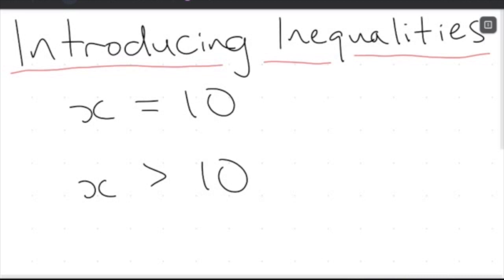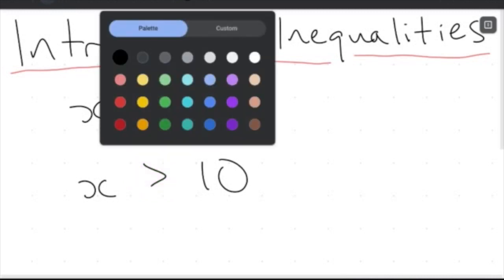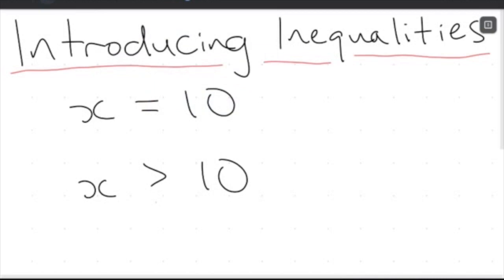Now, I've written two things up here on the left, x equals 10 and x, and this symbol here, which some of you may remember from previous videos, this means greater than. Let me write that here in little quotations. This means greater than. And we'll define these and talk about this a lot more, so don't worry too much just yet.